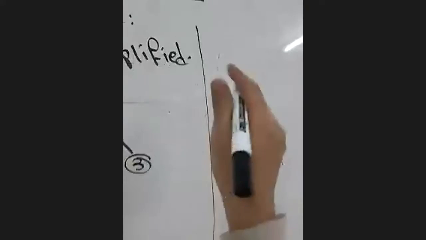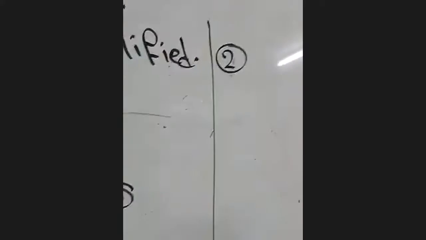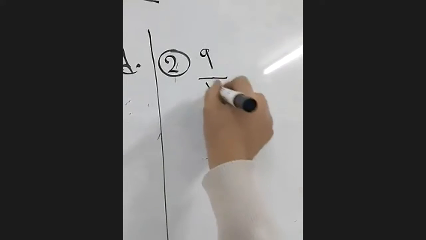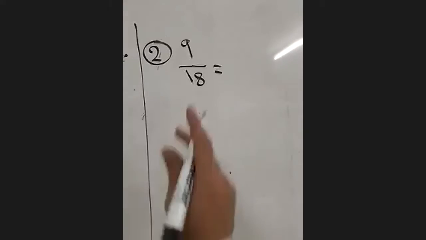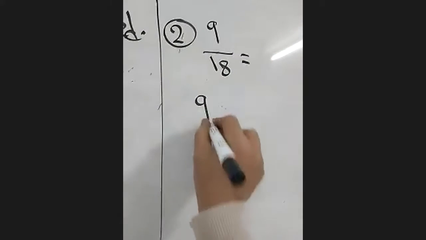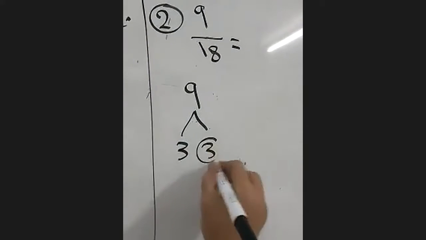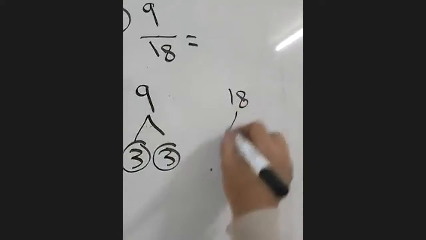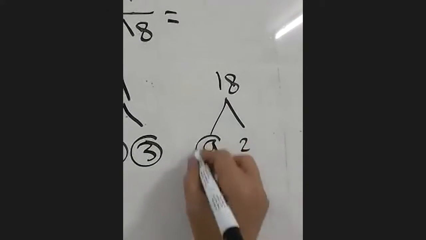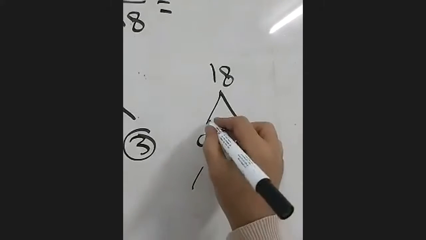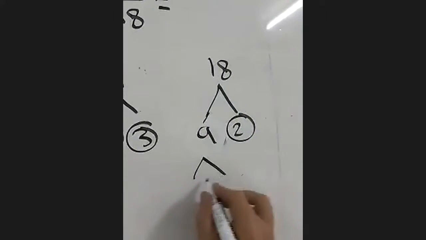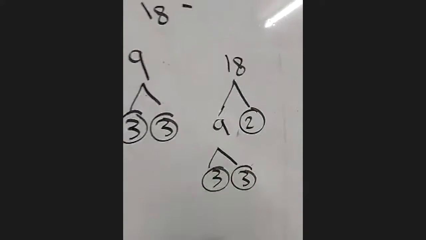Question 2, beside it, what do we have? 9/18. What's the first step to find the simplest form? Tell me. 3 with 9, and 18. 9, 3 by 3, right? Correct. 18, 9 by 2. The circle is for the 2. The 9 we can do more. 3 by 3, right? Correct.